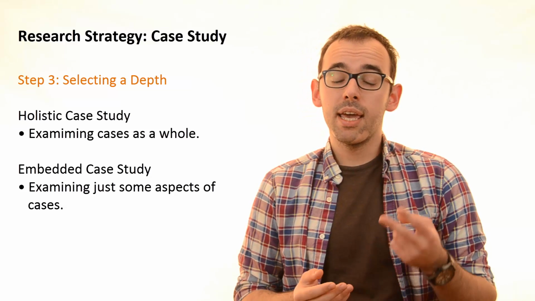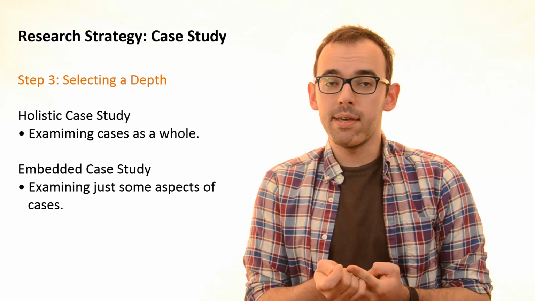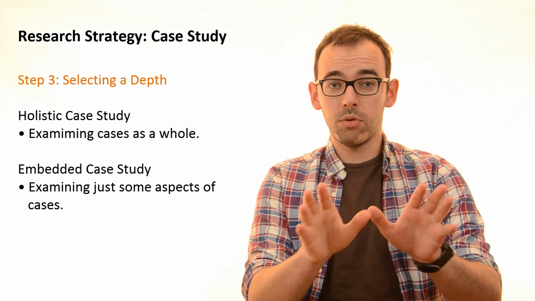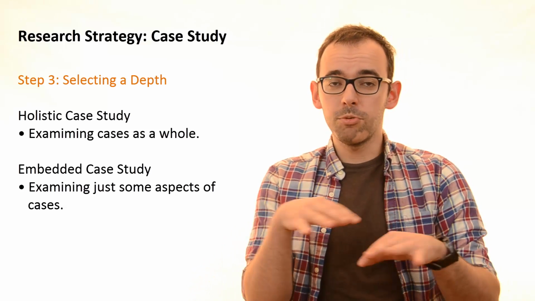Third step is called selecting a depth of your research within your case. Again, you have two options here. You either go for a holistic case study or embedded case study. So you could have selected the previous option as you wanted. You could have gone for single case study or multiple case study, and now you can go for holistic or embedded. So these do not have any relationships between each other.